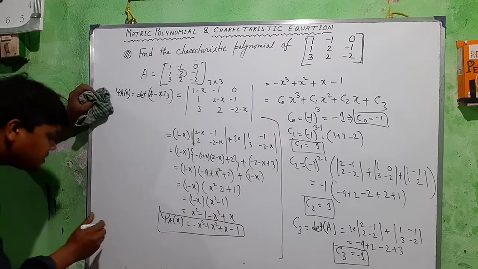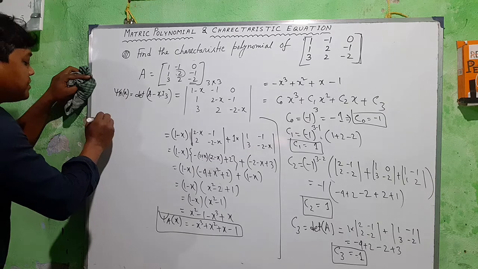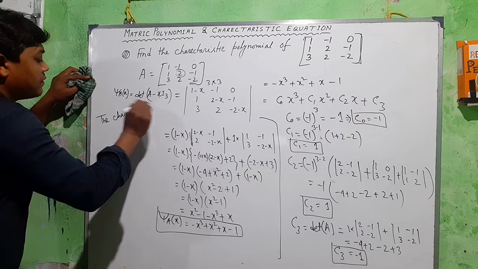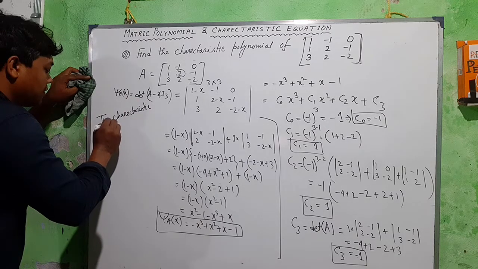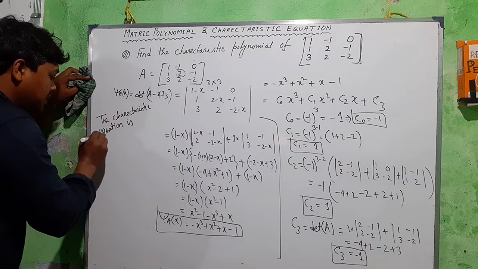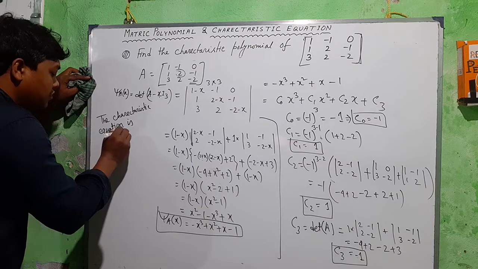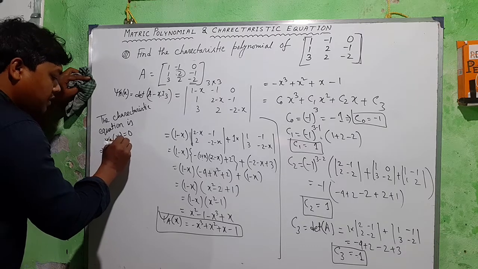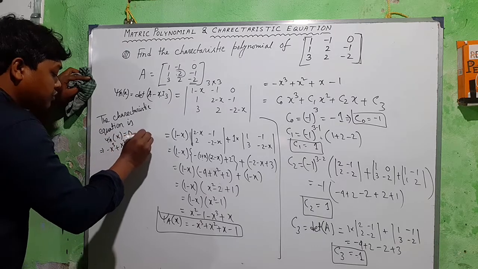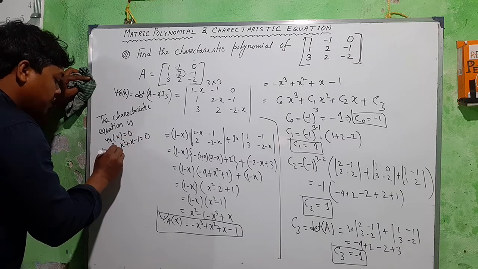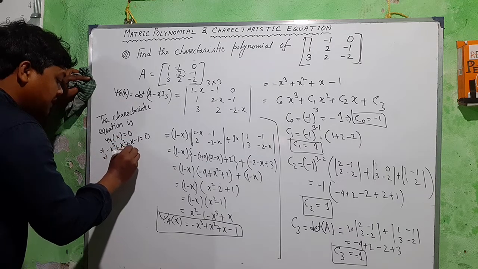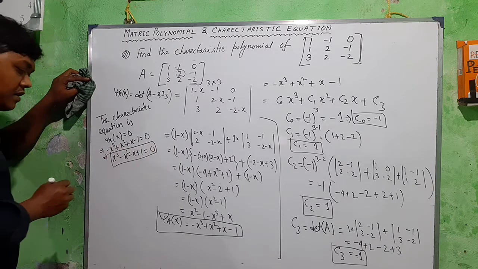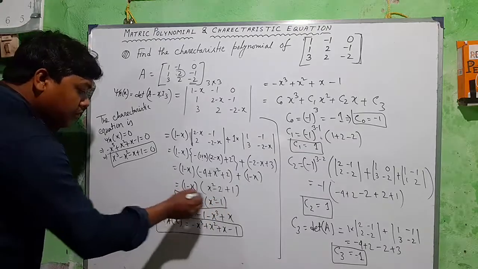and the characteristic equation is psi A(x) equals 0, so minus x cube plus x square plus x minus 1 equals 0. So if you multiply by minus throughout the equation, x cube minus x square minus x plus 1 equals 0. You can write it in this fashion. Also you can write it in this form also.